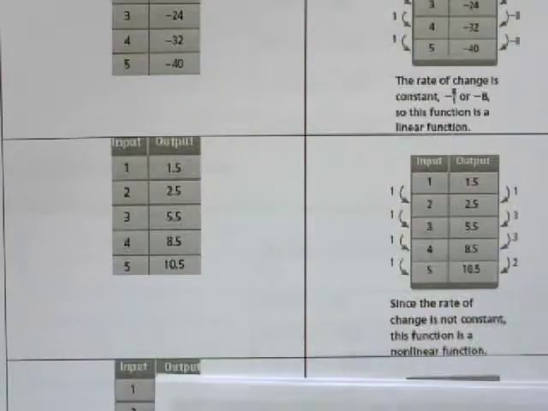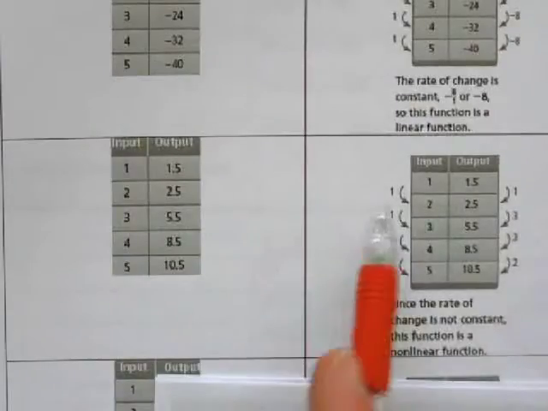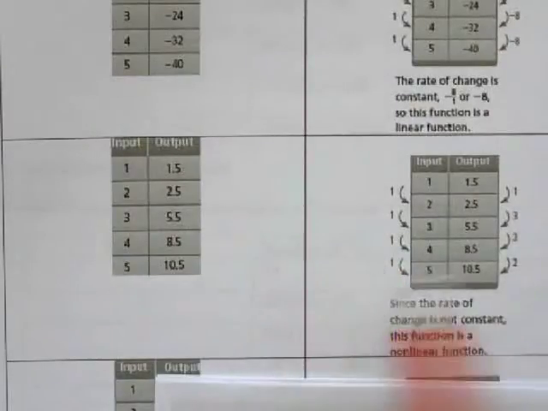It's still a function because none of those input values repeat, but it's a nonlinear one because the rate of change is not consistent between the values, 1, 3, 3, 2. That doesn't work. Here you can see that it is 1 between each value. If it had been 3 between each value here, that would have been a linear function.